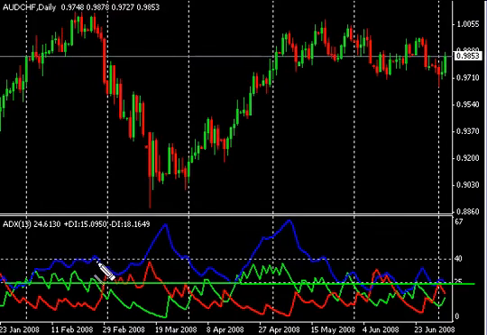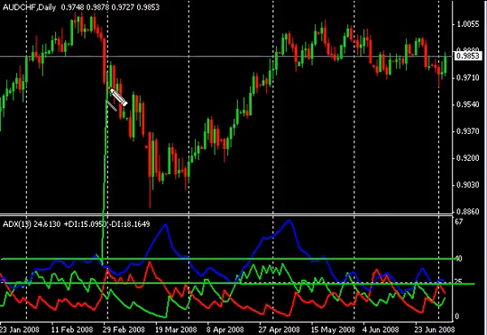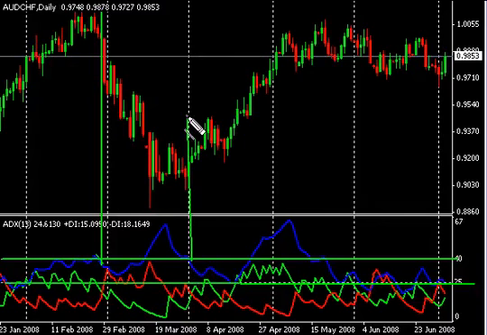Now if it goes up and then drops down below 40, that is a good indication that that trend is over. In this case it was a good indication that this downward trend was over. It does not measure the direction, it's just a measure of how strong the trend is. It doesn't matter if it's going up or down.